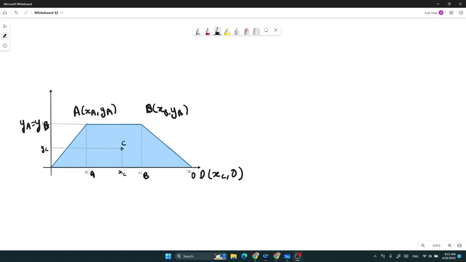Good morning, everyone. I will talk about the integral method to find the centroid of this shape.